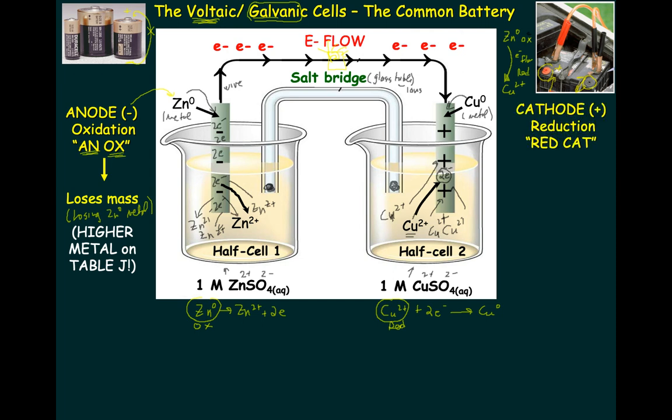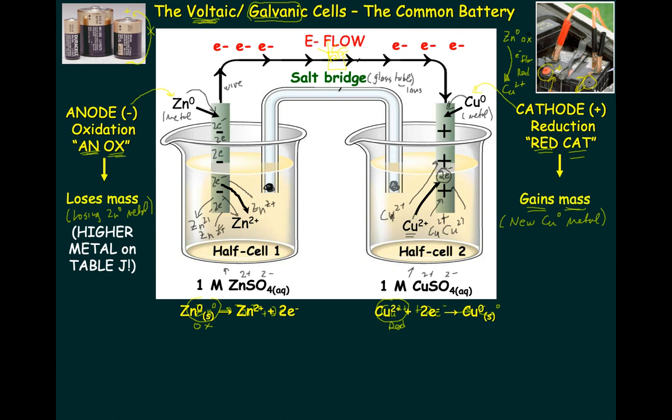The other side, the cathode, is this piece of metal. The cathode is where reduction takes place. Cathode would be the positive end of the battery. We use the term red cat sometimes for this, or Roman Catholic sometimes is used. So red cat would be reduction at the cathode. And the cathode is going to gain mass because you're getting new copper 0 metal. As it's formed, it starts to coat the cathode, increasing its mass. So that's important to know.